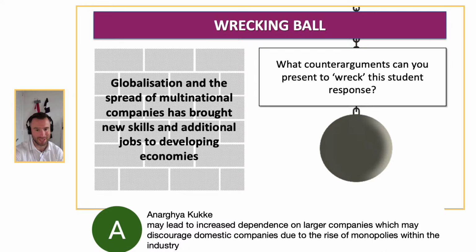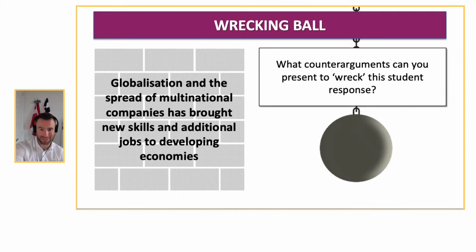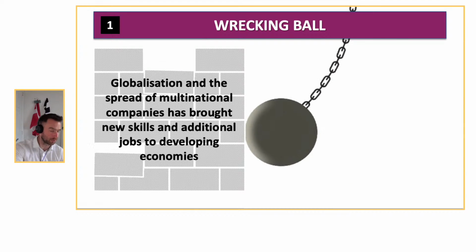So we're picking up this idea of dependencies, the fact that multinationals might be relatively exploitative with elements of the factors of production, the labour, the land. Arnie said dependence, which might discourage domestic companies, due to the rise of monopolies. So that multinational might disincentivize production, employment, because it has monopoly power. Really great, insightful responses. Well done, folks.